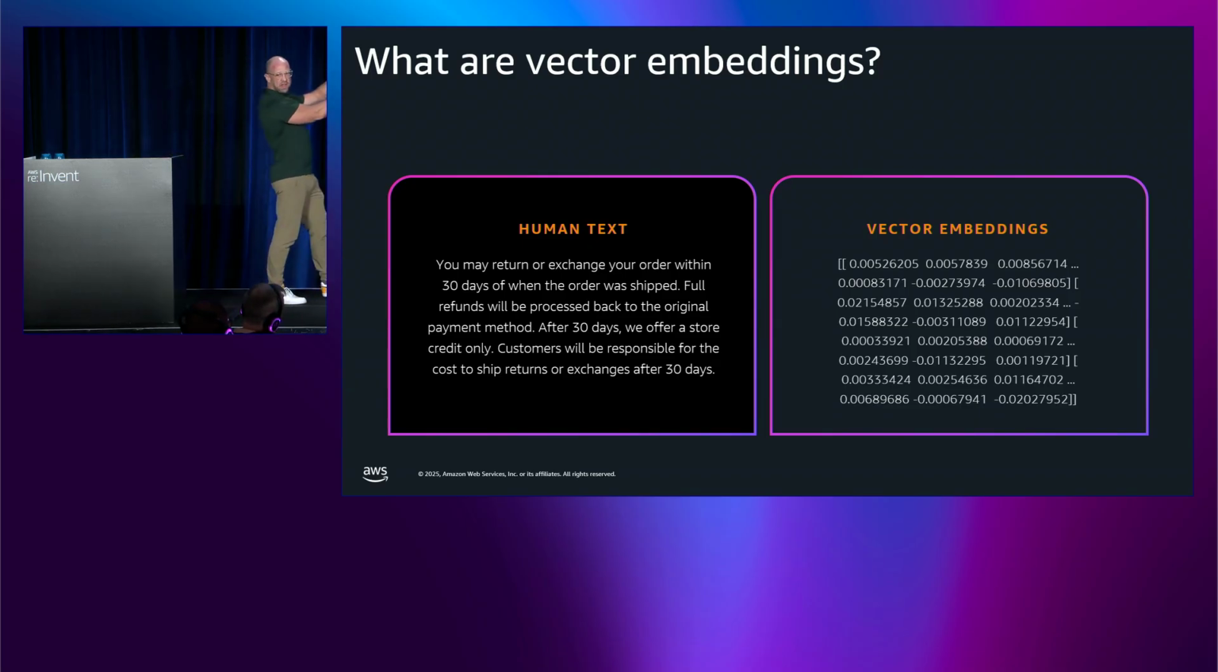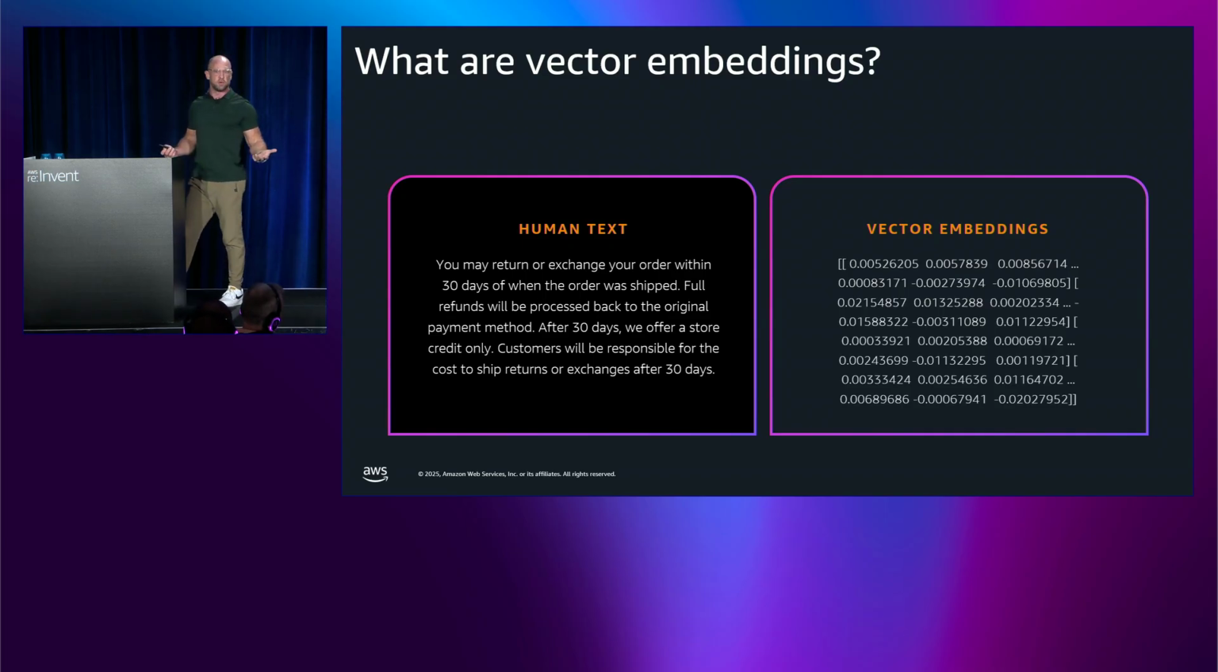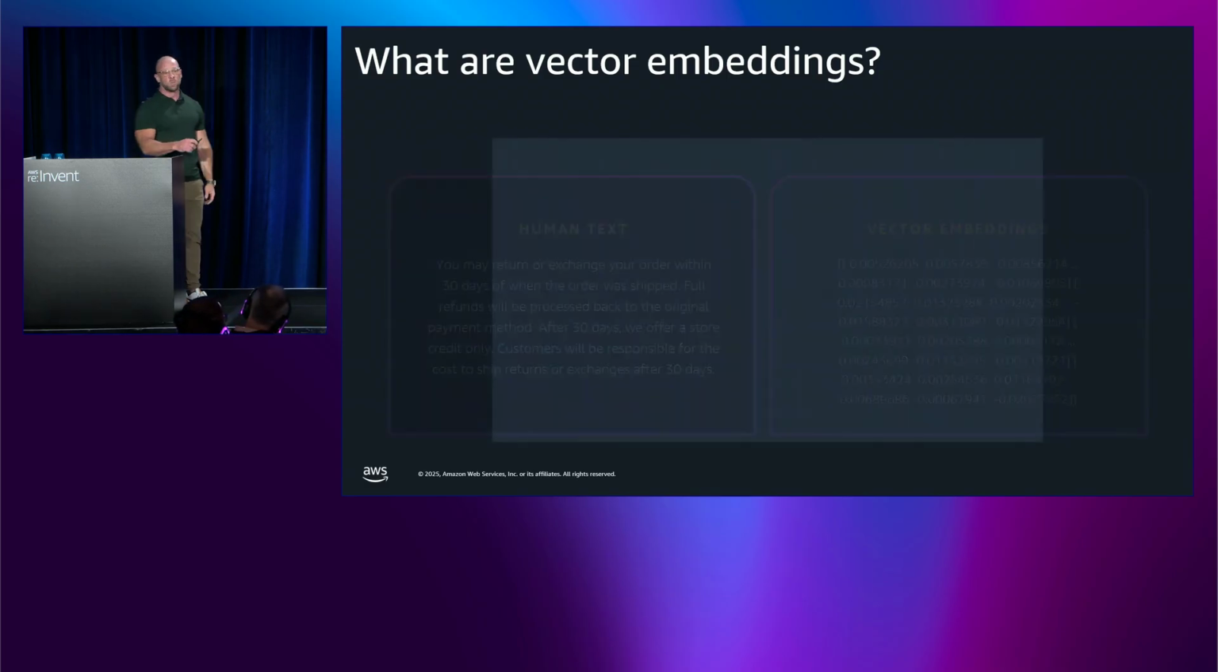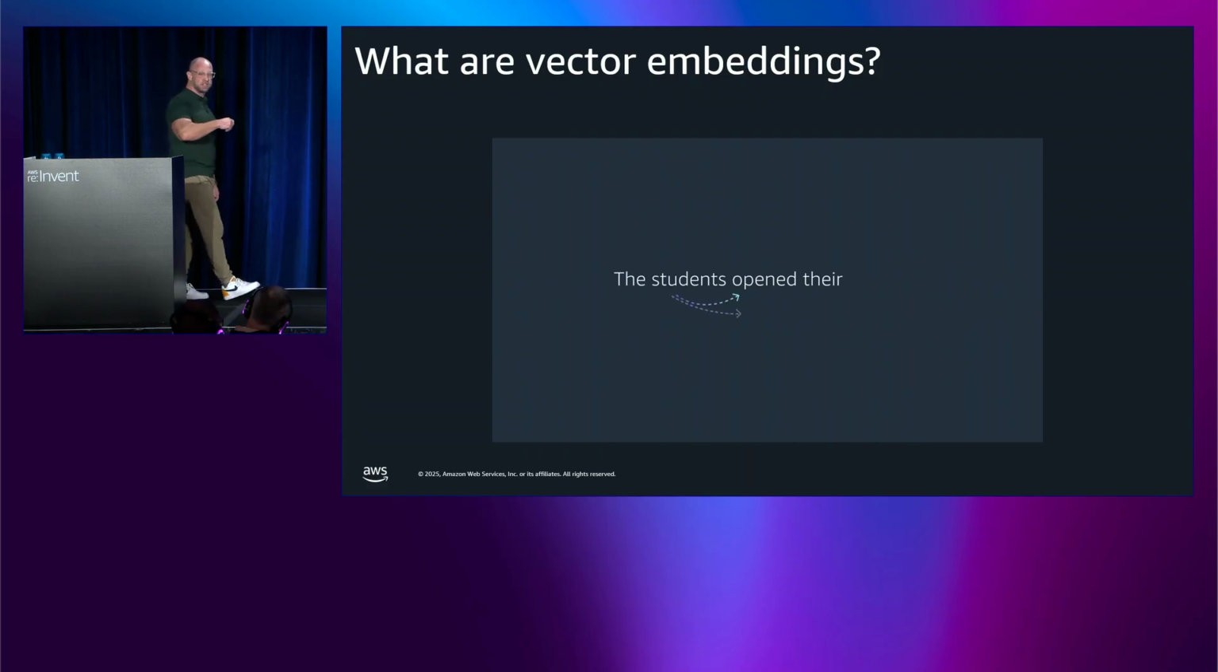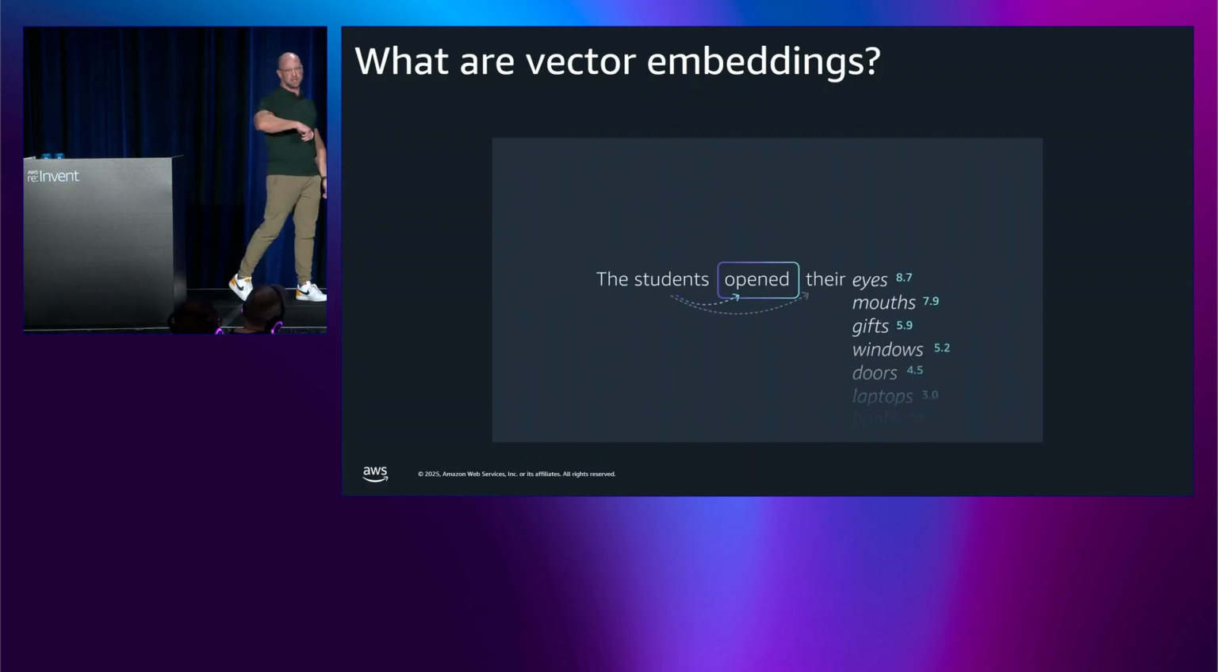We all can look at what's on the left and understand that. We can read those words and understand the context, but computers can't. So what we have to do is turn it into numbers. Machines understand numbers, and we have to turn that text into numbers. What this does is it allows these machines to understand context in the way that we understand context.